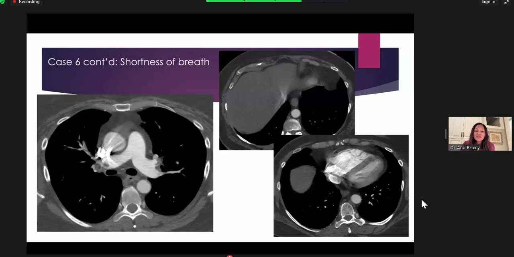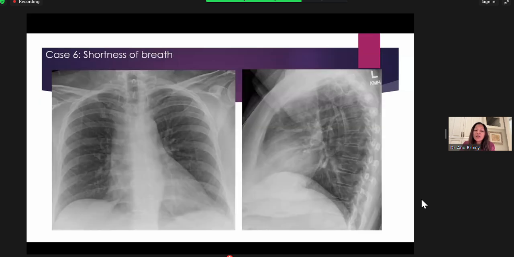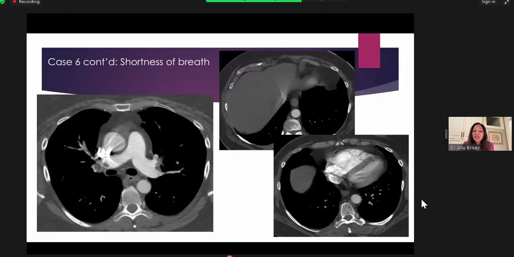So let's take a look at this patient's CT. They had come to the ER with shortness of breath, and they had this normal X-ray. And so the ED physician opted to get a chest CT on this patient. And specifically, they decided to get a contrast-enhanced pulmonary embolism protocol CTA.